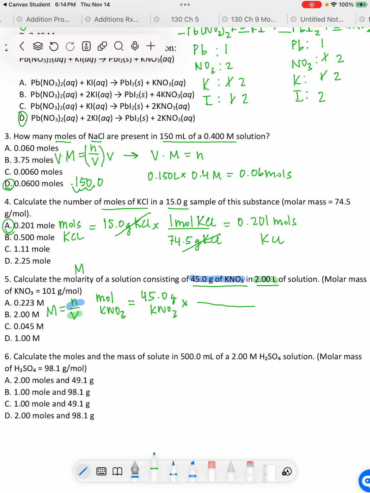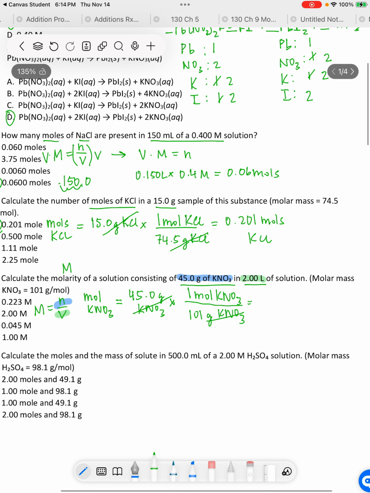And how do we get rid of grams? What do we put on the bottom here? Well, he gives us a molar mass. We have 101 grams of KNO3 per 1 mole of KNO3. So if we cross out our grams of KNO3, we're left with moles of KNO3, and that's what we need. So how many moles is that?